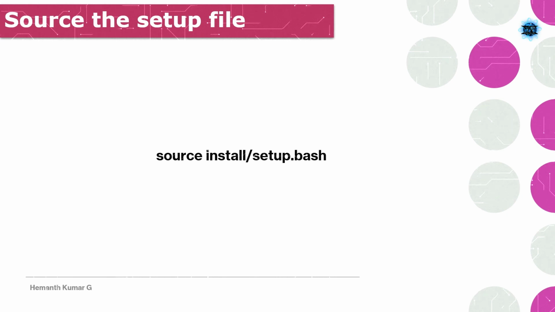ROS2 provides a setup file, that is setup.bash, that sets up the environment variables required to use the packages built in your workspace. The source command is used to execute the commands in the setup file within your current shell session. What is the command here? It is source install/setup.bash. This command tells your shell to read and execute the commands in the setup.bash file located in the install directory of your workspace.